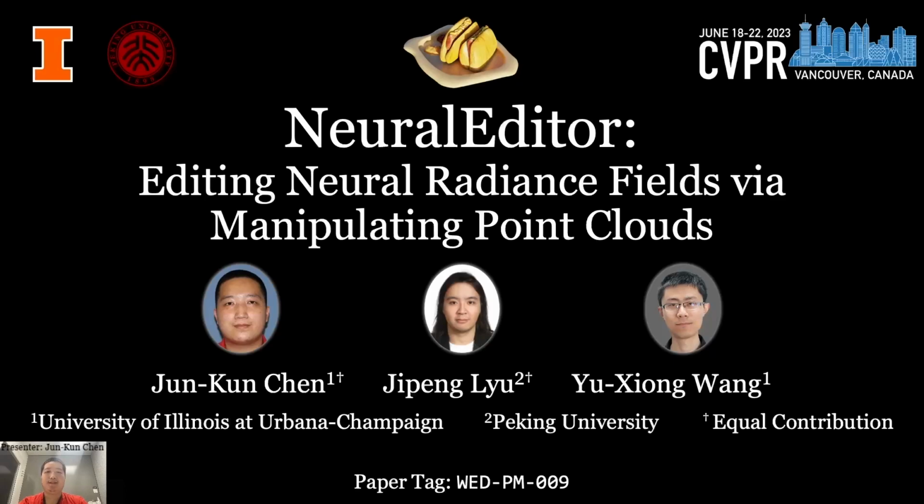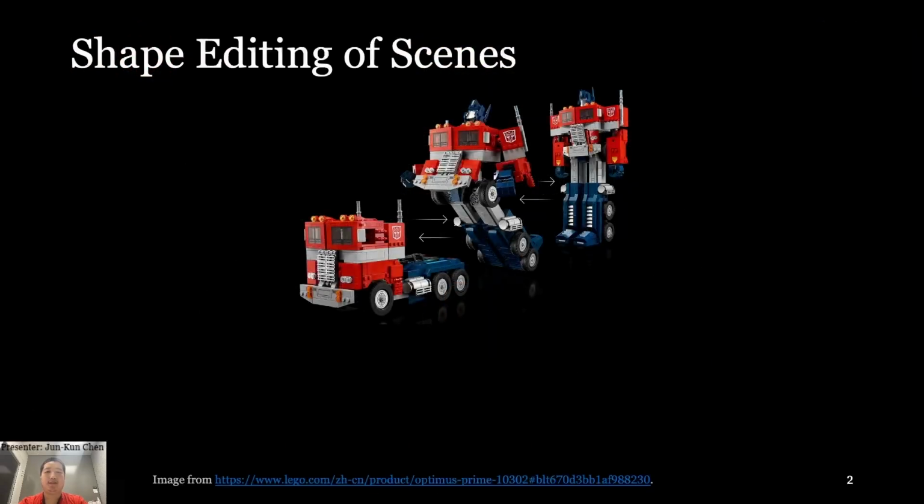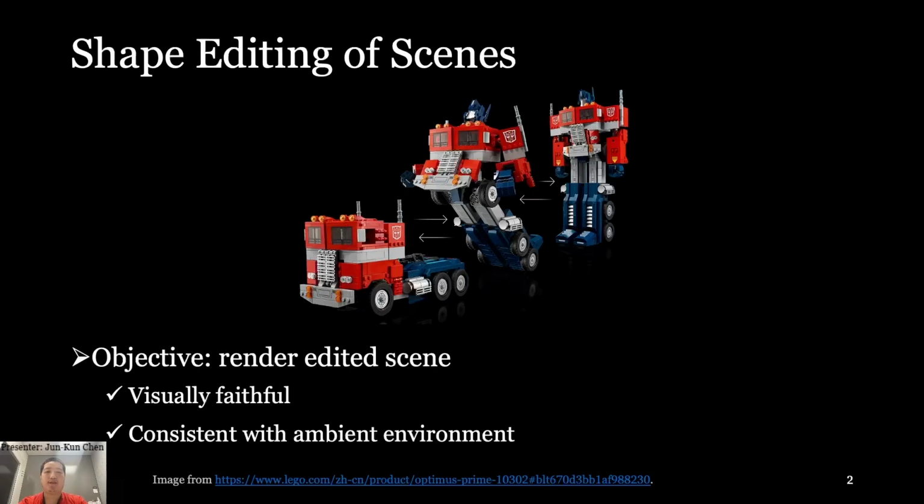I present NeuralEditor, editing Neural Radiance Fields via manipulated point clouds. Shape editing of things impacts many applications in the computer vision industry. The main objective of this task is to generate visually faithful results consistent with the ambient environment.